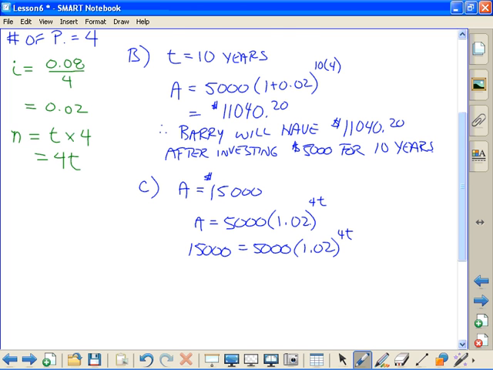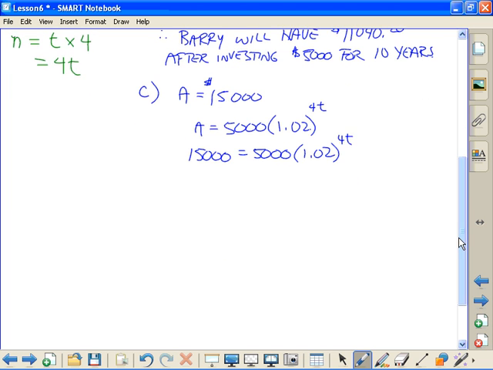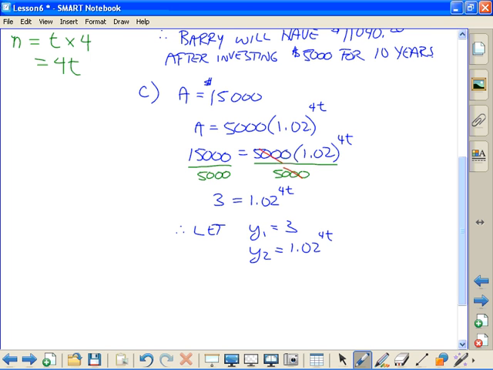You can go to the calculator at this point. However, this calculator gets a little wonky. So what I always tell people to do, it's a good habit to get into, is divide by the initial amount if you know it. Then there's a higher percentage chance the calculator is going to work, because like I said, it's not perfect technology here. Cell phones probably have more computing power than the calculator. So anyhow, we're going to let y1 equal 3 and y2 equal 1.02.